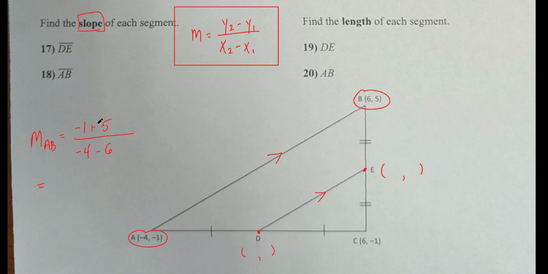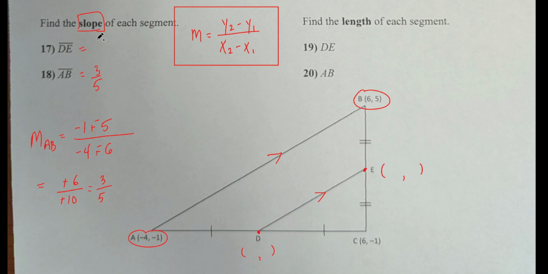-1 minus 5, add the opposite, that's -6. -4 minus 6, add the opposite, -10. Always simplify it. What's a negative over a negative? It's positive. 6 over 10, what number goes into both of those? 2 does. 2 goes into 6 3 times, and 2 goes into 10 5 times. So what's the slope of AB? It's 3 over 5.